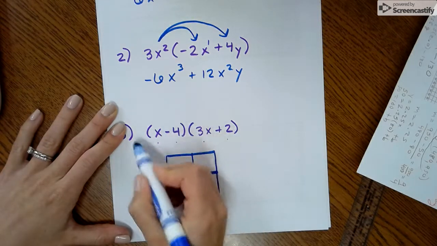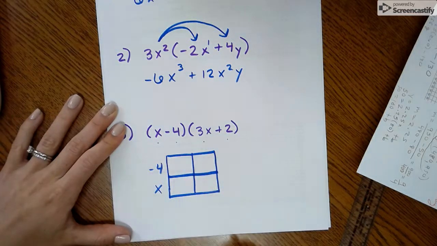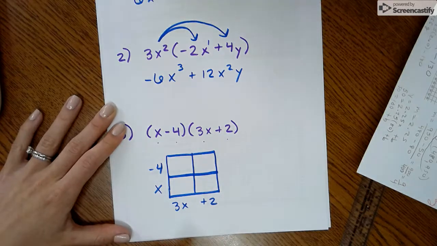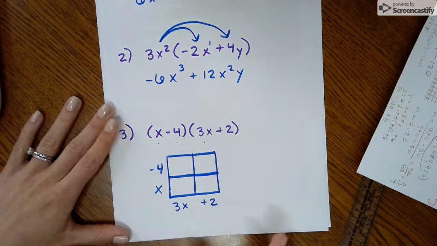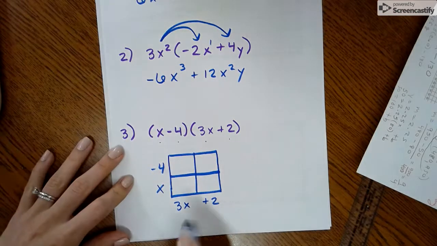And then it doesn't matter which side you put these on, so I'm just going to put x minus 4 here, and then I'm going to put 3x plus 2 down here. Okay, so this could have gone up here or over here, it doesn't matter. And now you just have to go through and multiply each individual box.